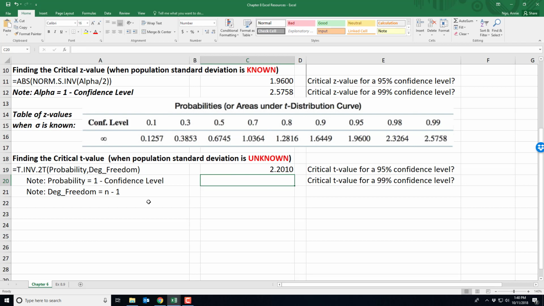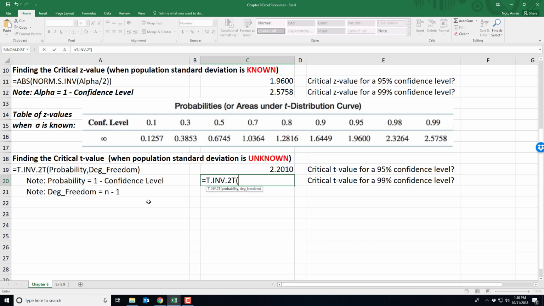And we can do the same thing for 99% confidence level. Say our business decision makers want a higher confidence level, and so we want to see what that t value looks like. And so we'll do equals t.inv.2t parentheses.